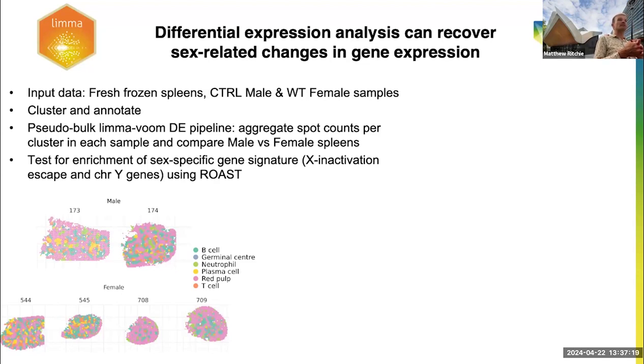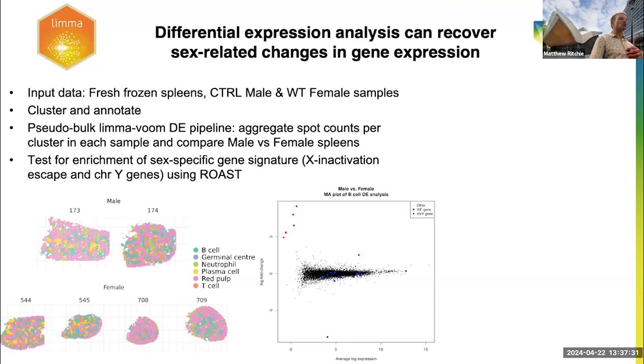Again, we can annotate them using the main cell type labels and cluster region type labels that we had before. So B cell, germinal center, and so on and so forth. If we then choose a cluster type, in this case the B cell cluster, we are looking for differential expression here.